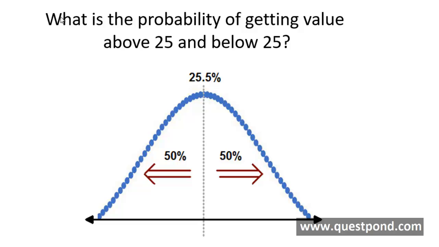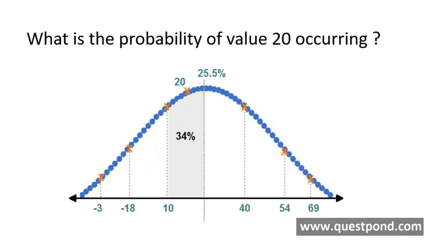So you can see at the top I have put a question. What is the probability of getting a value above 25? 50%. What is the probability of getting a value below 25? 50%. Now let's look at the other kind of question we can answer.